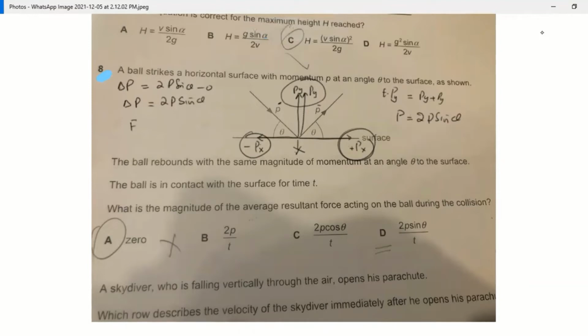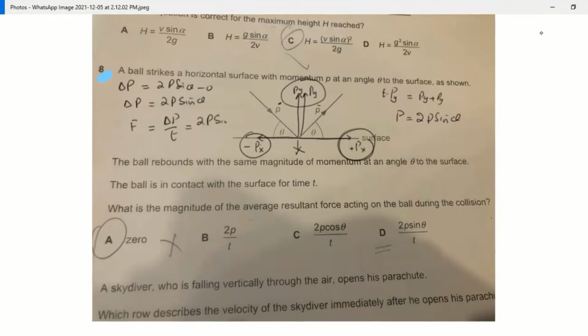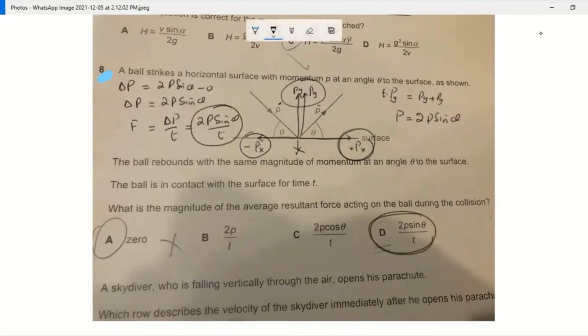And then, according to Newton's second law, rate of change of momentum is force. So F is equal to change of momentum divided by time. So it is 2P sine theta divided by t. This is the force. So the answer is D.